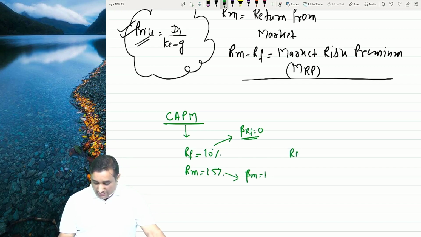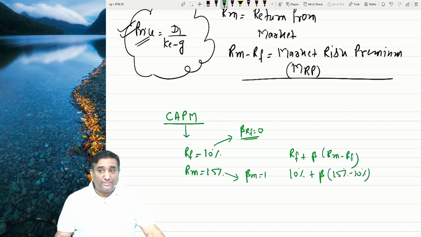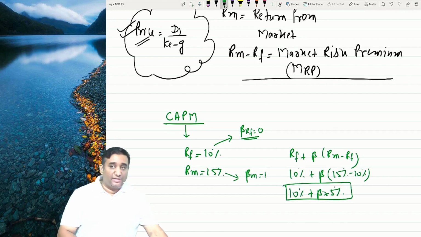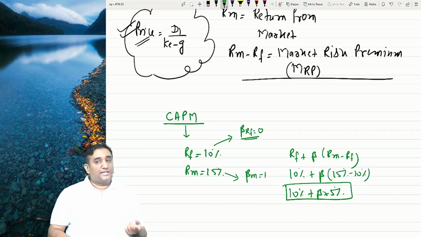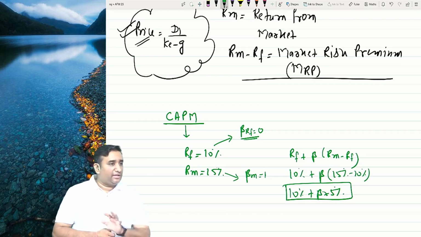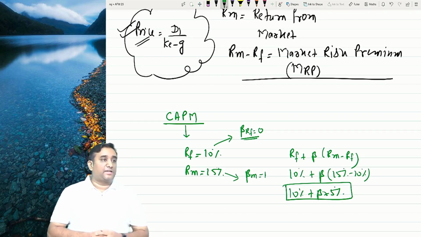Now, try to look at the equation. You said it's RF plus beta into RM minus RF. We call 10% what I need without taking any risk. Beta I am leaving as it is. 15% minus 10%, I need 5% extra return, when I take a risk equal to beta of 1. Then I say 10% plus beta into 5%. This becomes the CAPM equation. Now look at what it says. It says 10% is the return which I require without taking any kind of risk. I need 5% extra when the beta of the market is equal to 1.